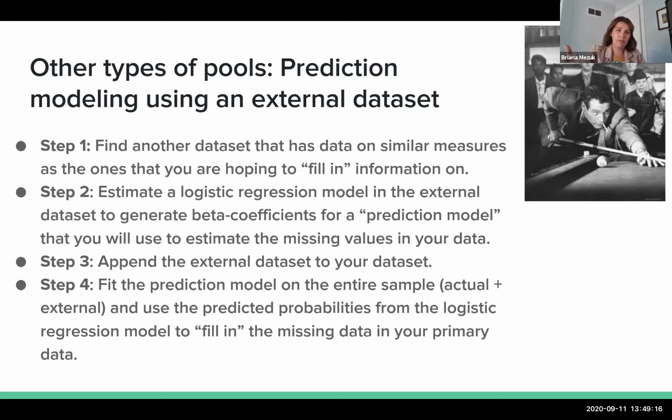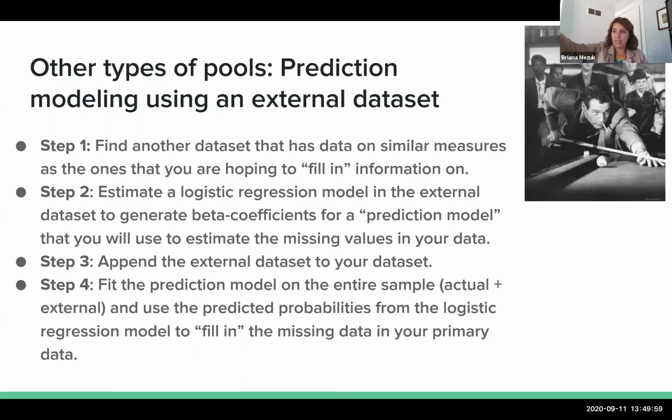So the steps here: you find a data set that has data, again, on a similar measure as the one that you're hoping to fill in information on. So I've got 2 data sets, and they have similar measures. This one is missing data on X, this one has data on X, and the rest of their variables are very similar. I build a regression model in the data set that has X, which I'm going to use to generate a prediction model to fill in X in the first data set that I wanted. I'm going to show you an example of this in a second.